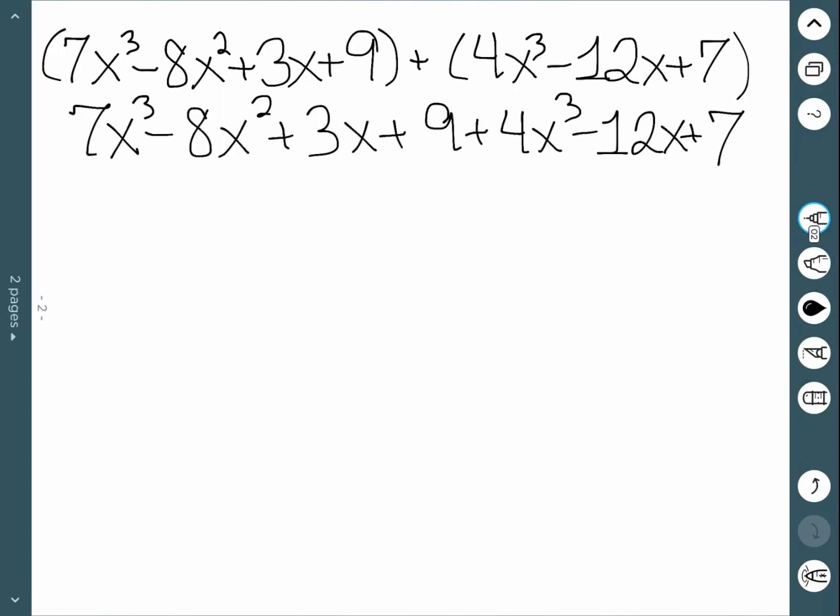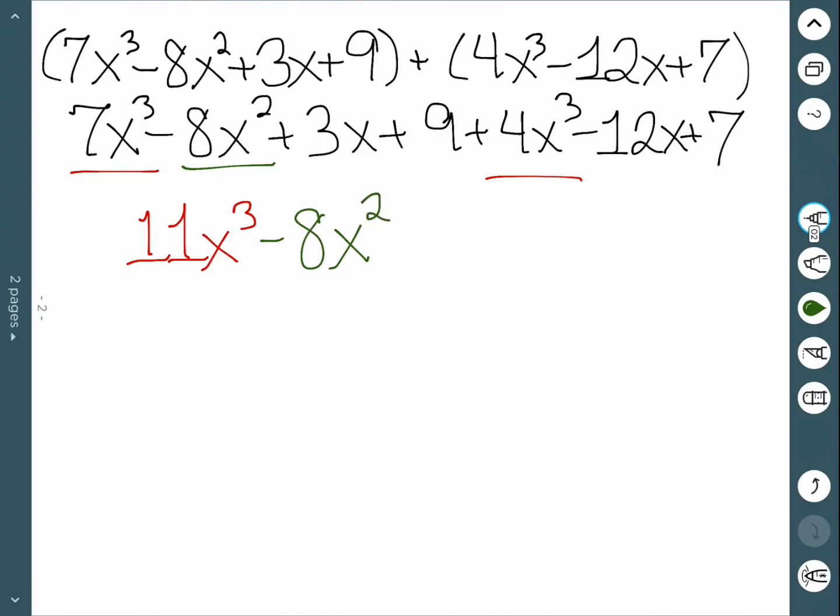And now we can combine like terms. With the like terms, it's important that the exponents match. So we'll start with the x cubed terms. We see two x cubed terms. We have a 7x cubed and a 4x cubed. So we just add the numbers in front. 7 plus 4 is 11, x cubed. Now we'll move on to the x squared terms. And we'll notice that there's only one x squared term, which is negative 8x squared. So nothing to combine there.